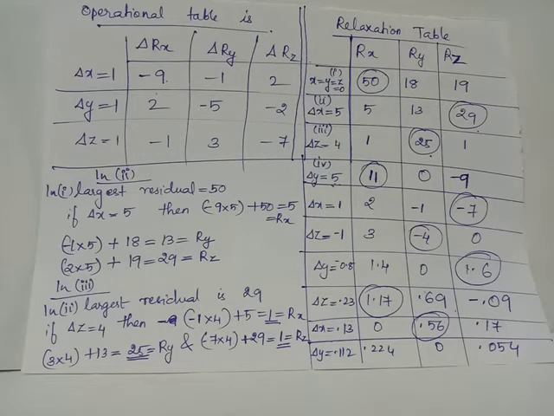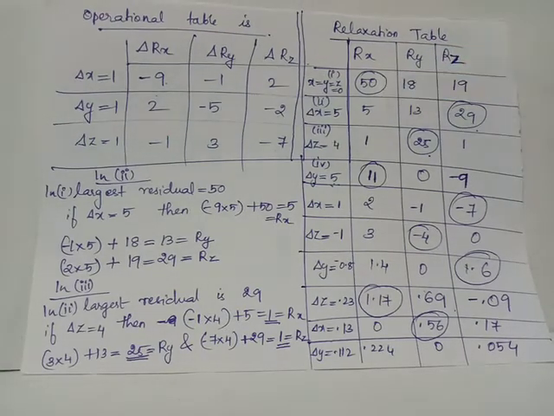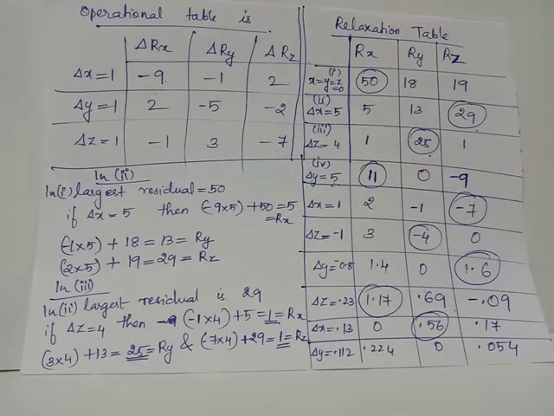Since the largest of the residual values is located in the Rx column, we have to give an increment to x. We have to select a value of delta x such that this selected value, when multiplied to each entry in the first row, which corresponds to delta x equals 1 in the operational table, will help us to reduce this largest value to a much smaller value. We have when delta x equals 5 and 5 is multiplied to minus 9 as well as added to 50, it will give minus 45 plus 50 which equals 5. Thus, the new value for Rx at delta x equals 5 is 5.